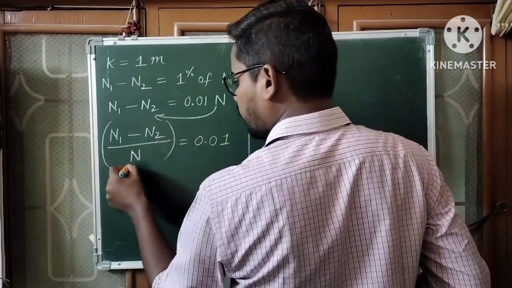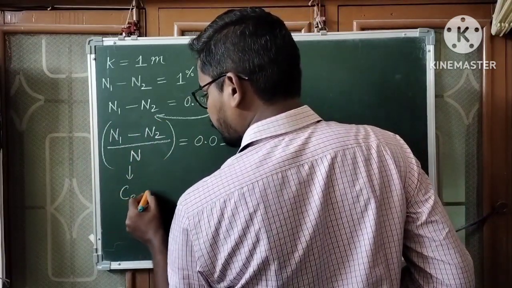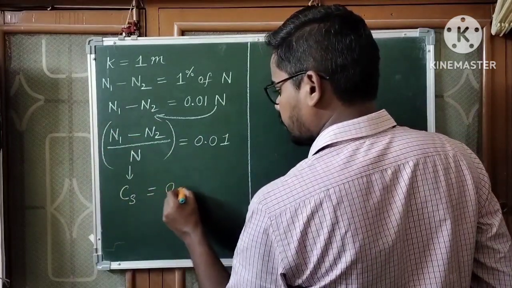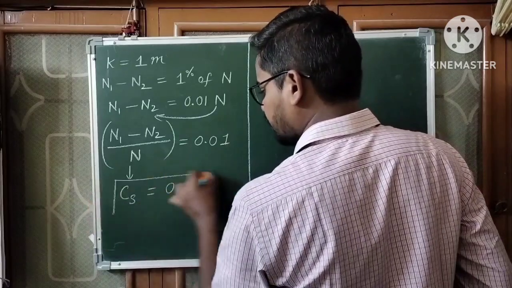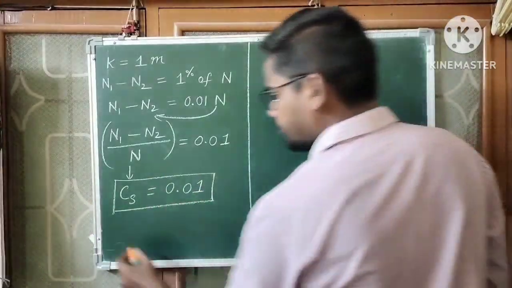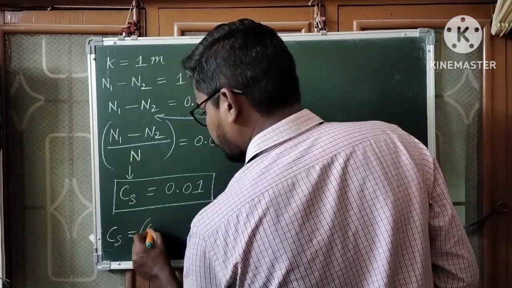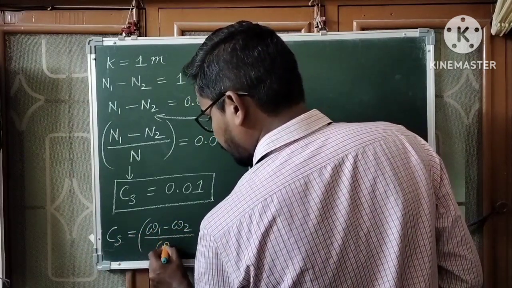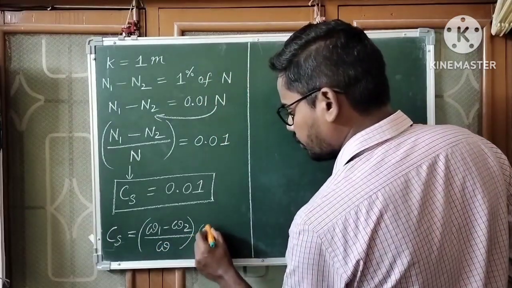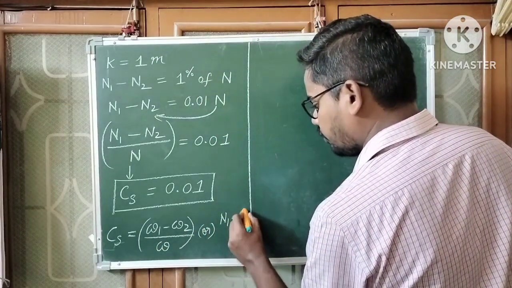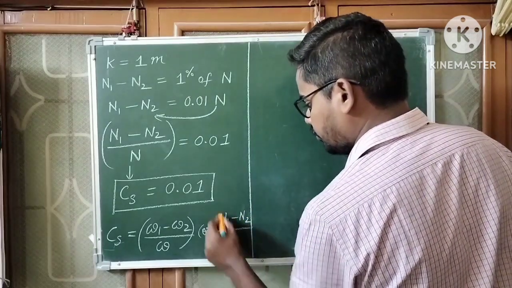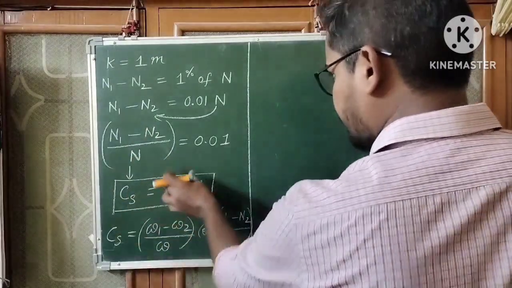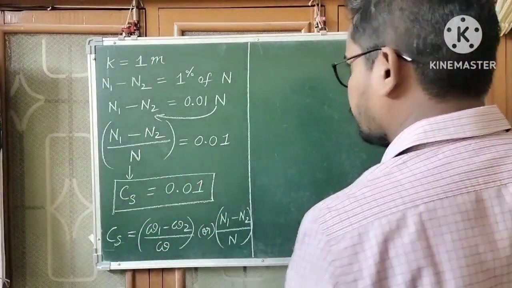So this is the formula of coefficient of fluctuation of speed, CS. Now CS is equal to how much? 0.01. So here CS means coefficient of fluctuation of speed. Remember, we have two formulas in terms of angular speed and rotational speed: omega 1 minus omega 2 by omega, or one more formula, N1 minus N2 by N. So N1 minus N2 by N is equal to CS. So indirectly given CS equal to 0.01.